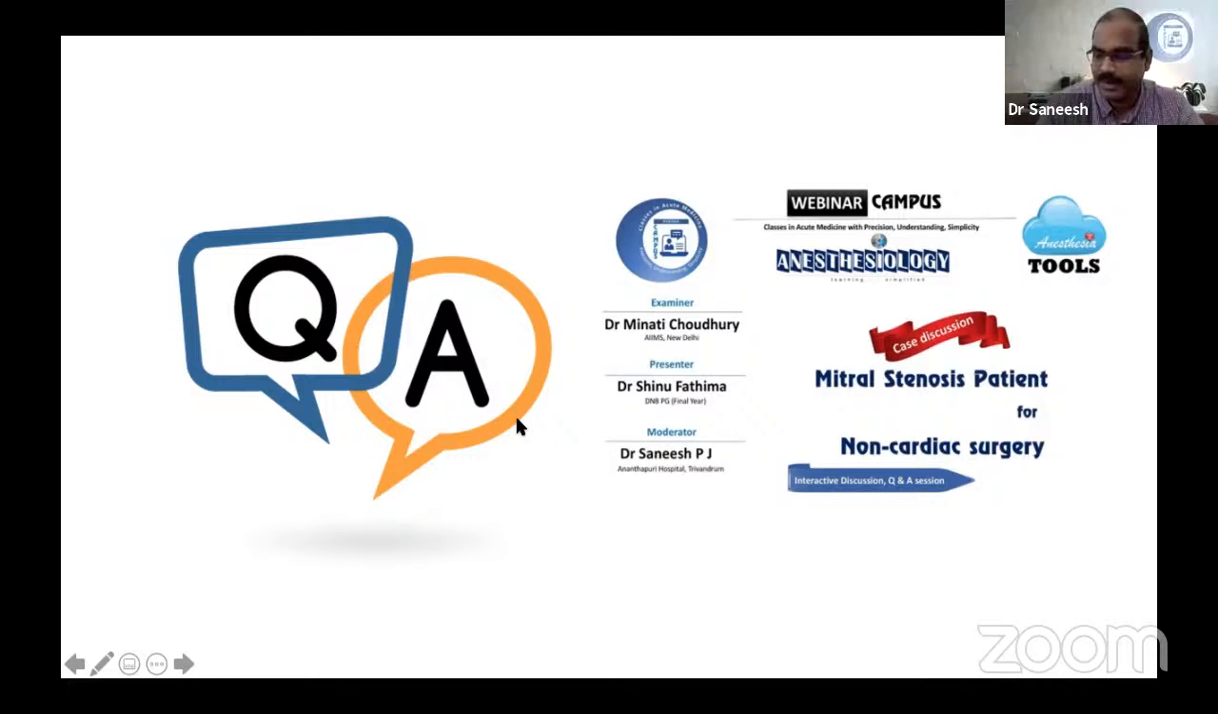Then again on defibrillator, is it good practice to tell that before I shift the patient, I'll check the anesthesia machine, crash cart, defibrillator and emergency drugs ready before shifting the patient? Yes. Defibrillator, and if possible, if available, a temporary pacemaker should be available.